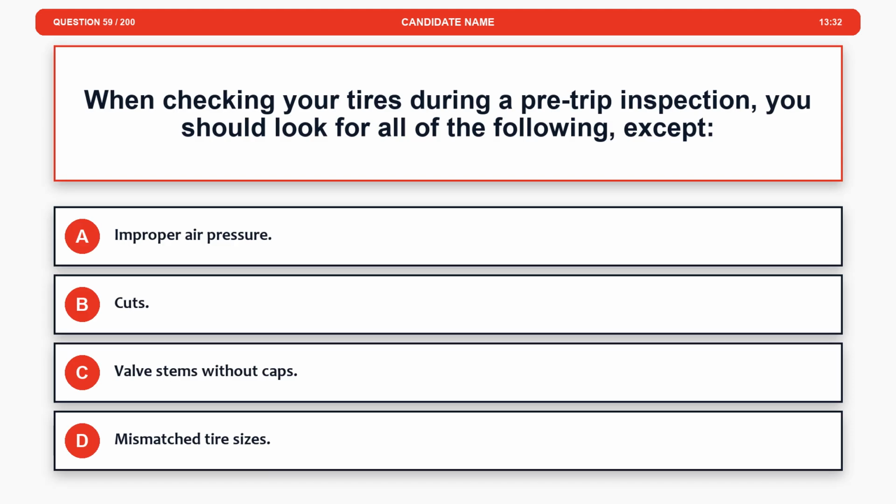Question 59. When checking your tires during a pre-trip inspection, you should look for all of the following, except Option A, improper air pressure. Option B, cuts. Option C, valve stems without caps. Option D, mismatched tire sizes.